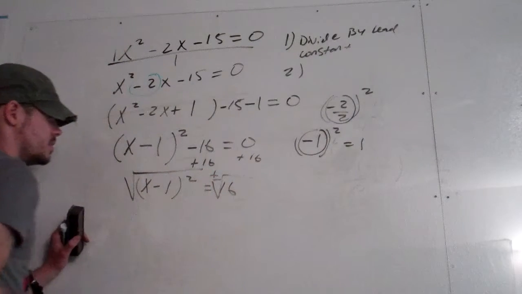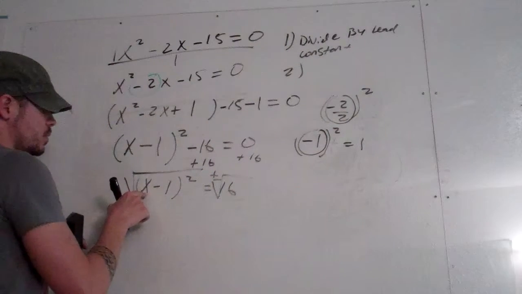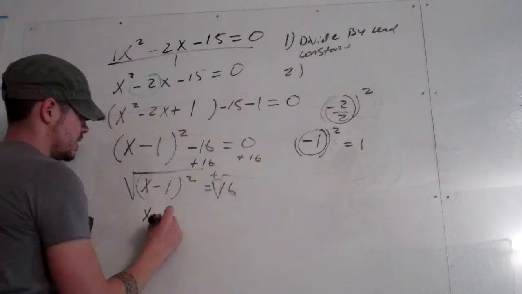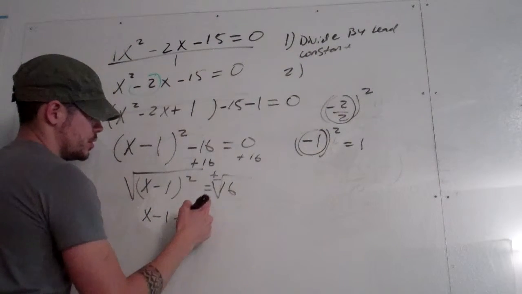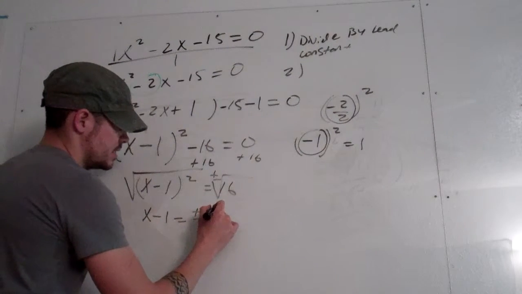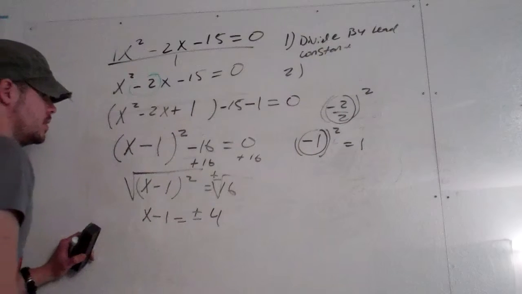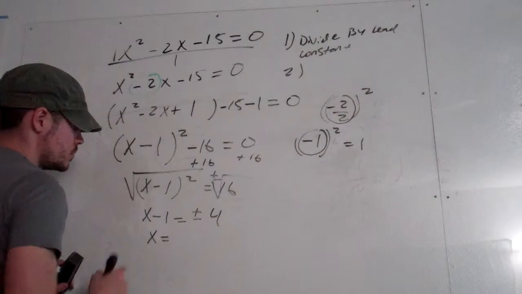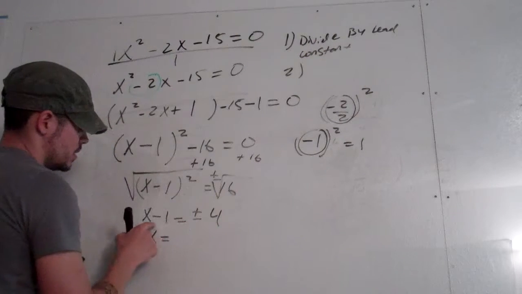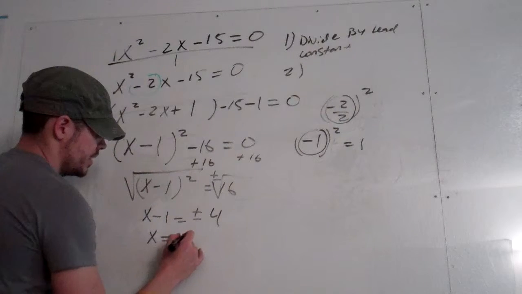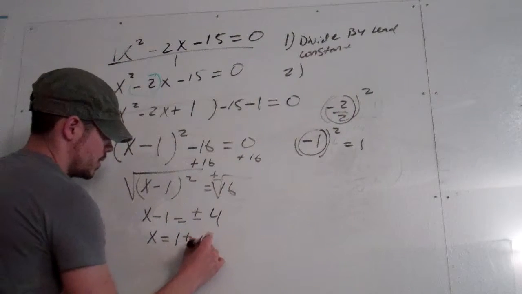This is a plus or minus. Now, if I take the square root of this, well, this cancels this, right? So now I have just x minus 1 is equal to plus or minus the square root of 16. The square root of 16 is 4. Now, x is equal to, I'm going to add 1 to both sides. So I have a positive 1 over here, plus or minus 4.